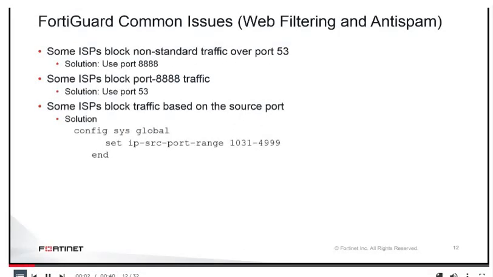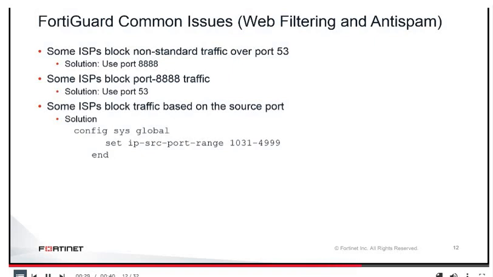In many cases, problems related to FortiGuard are caused by ISPs. Some ISPs block traffic on port 53 that is not DNS or that contains large packets. In those cases, the solution is to switch FortiGuard traffic from port 53 to port 8888. Other ISPs or upstream firewalls block traffic to port 8888. In those cases, the solution is to use port 53.